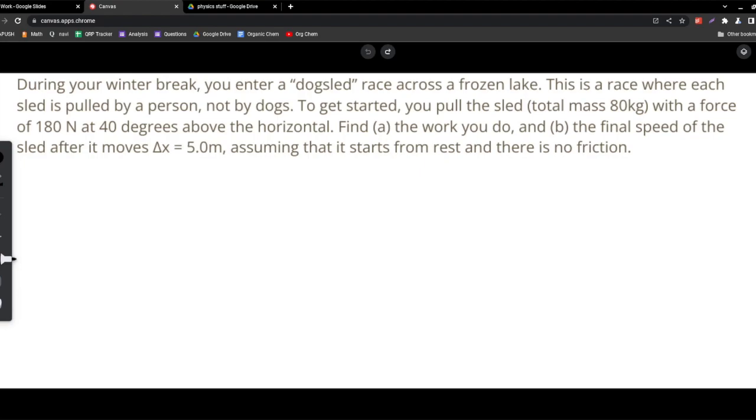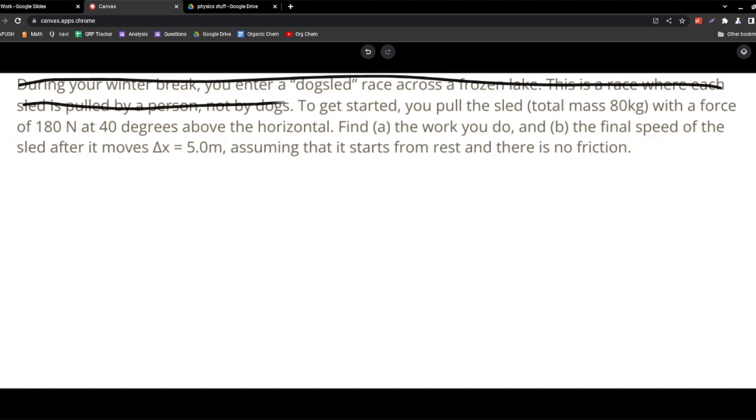Alright, so that's a lot of information, and that's a really long paragraph. We don't really need the first part here. That's just giving us background info. But let's start with part A.